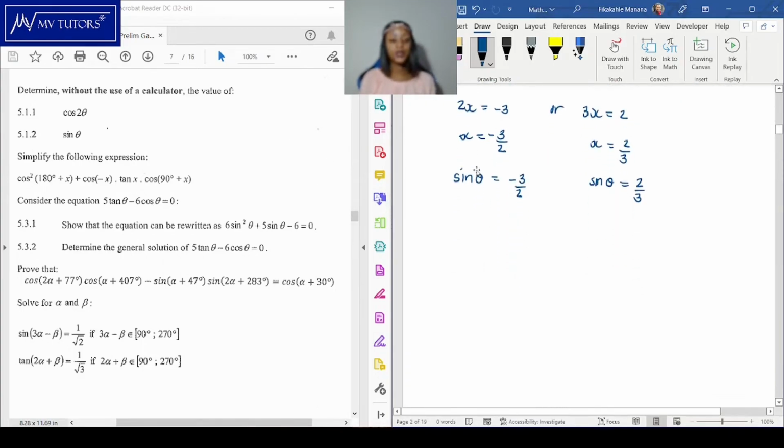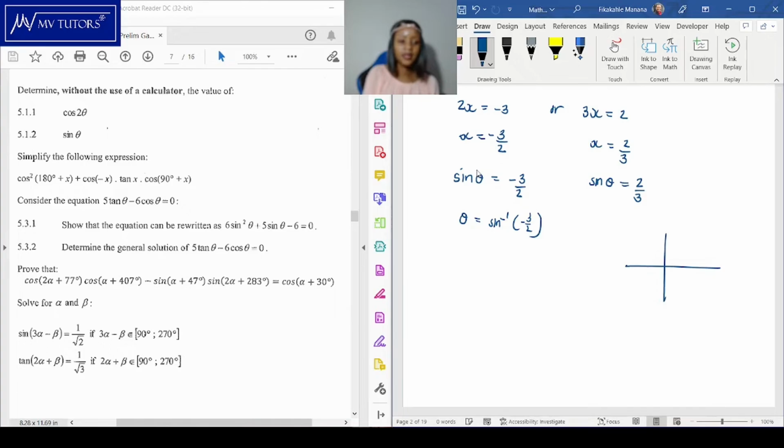Now we can work out the general solution, but guys, sine theta is equal to negative 3 over 2. If you try to work out the angle, you will see that actually it's a math error. And why is that? Sine starts at 0, its maximum is 1. Okay, on the negative side, it does that. All right, so negative 3 over 2 is negative 1.5. Sine does not reach negative 1.5. Its maximum is 1, minimum is negative 1. There is no negative 1.5, so you're going to get a math error.